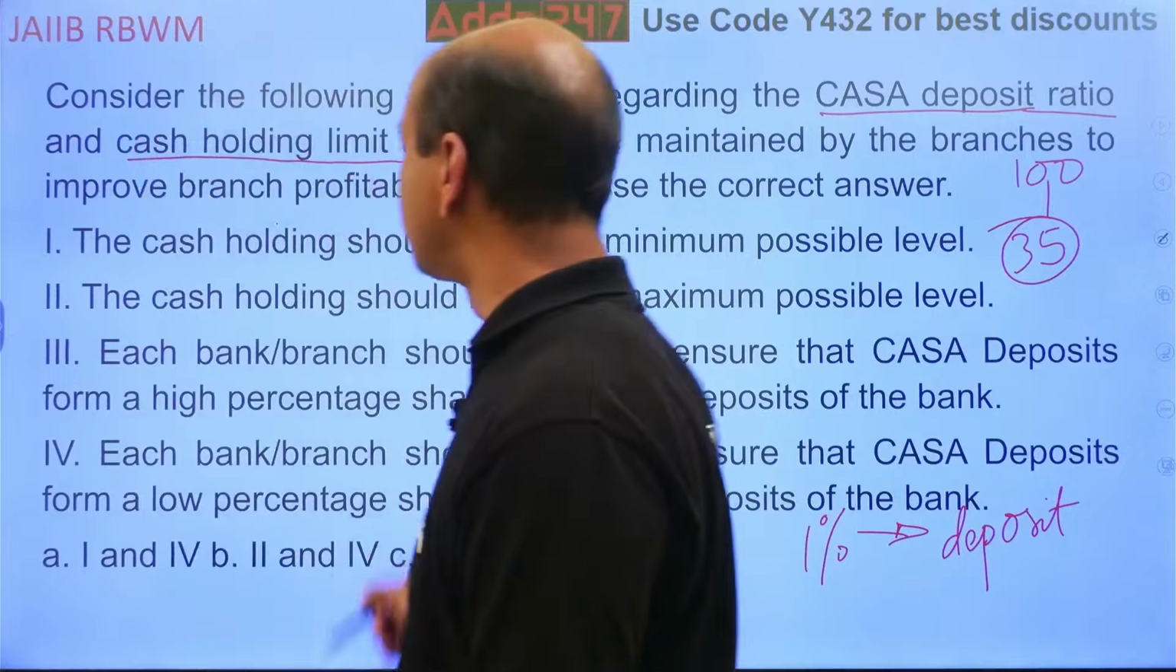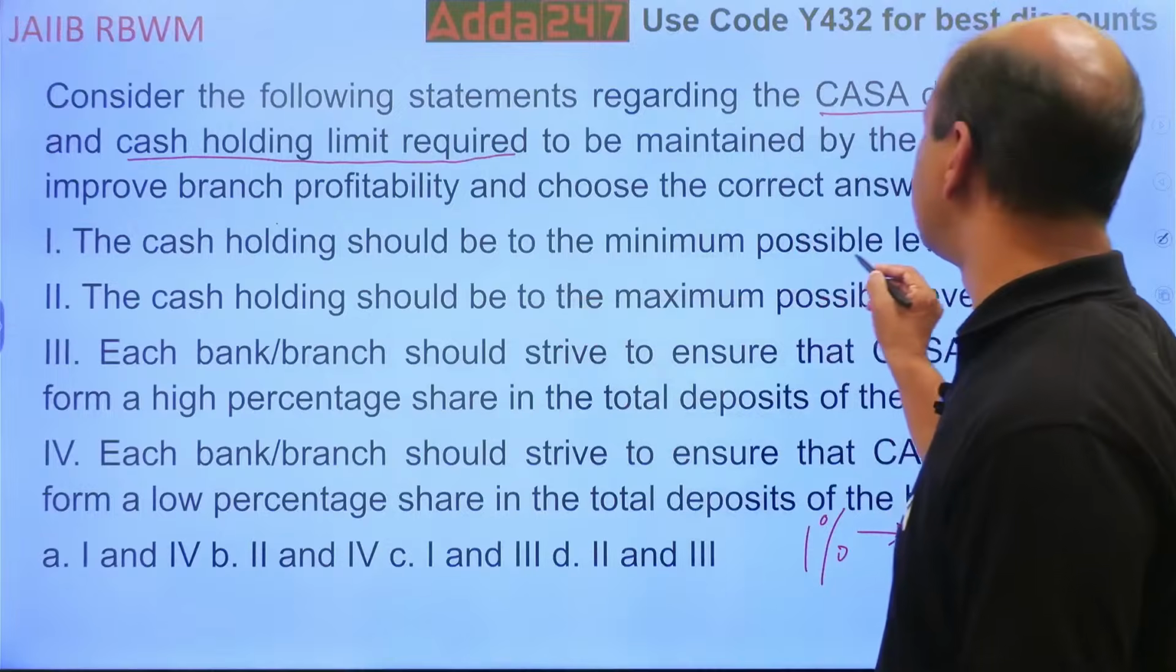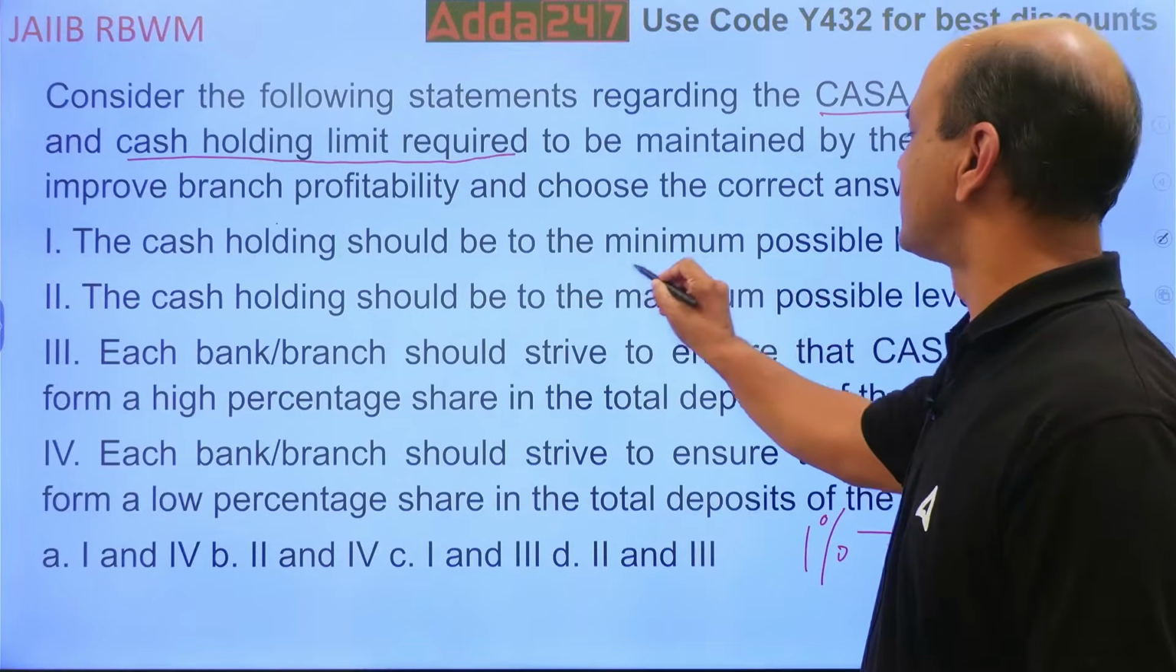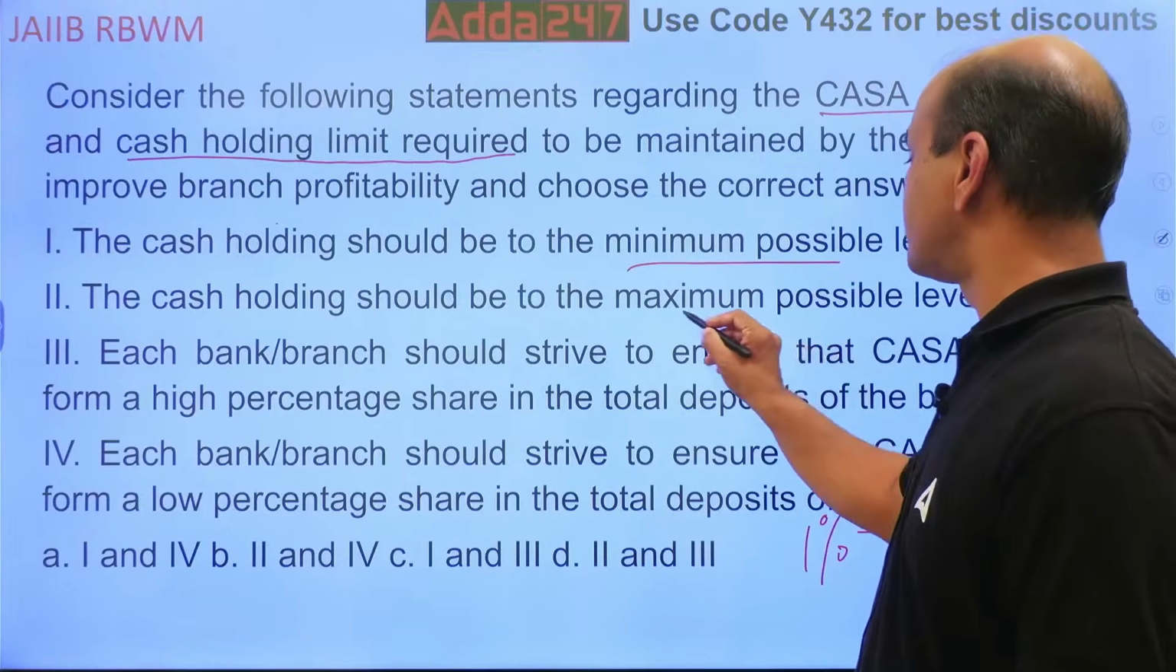So now let's look at the statements. The cash holding should be to the minimum possible level. Cash holding should be to the maximum possible level.